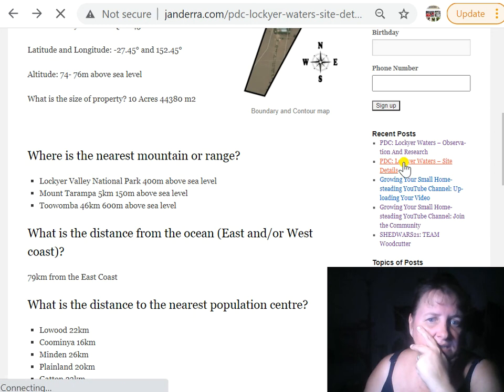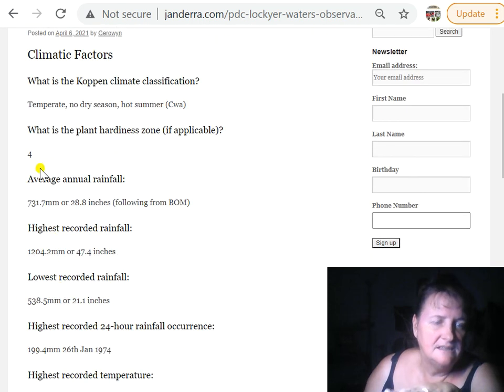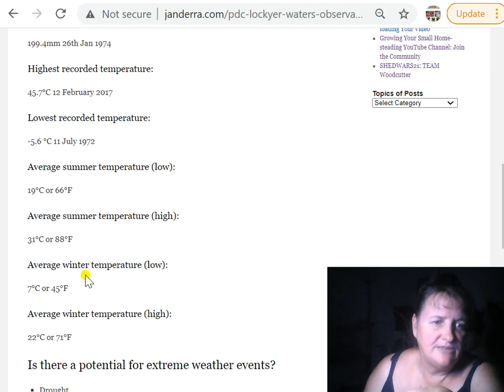I went through that, didn't I? Oh no, we're looking at that one. So that's the average rainfall details and the wind.